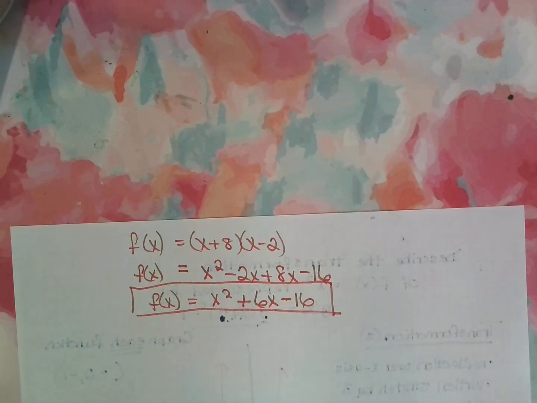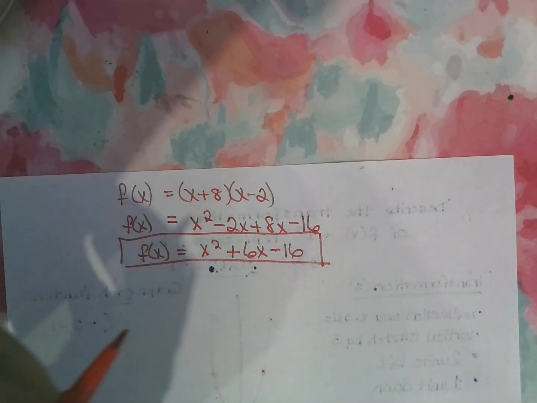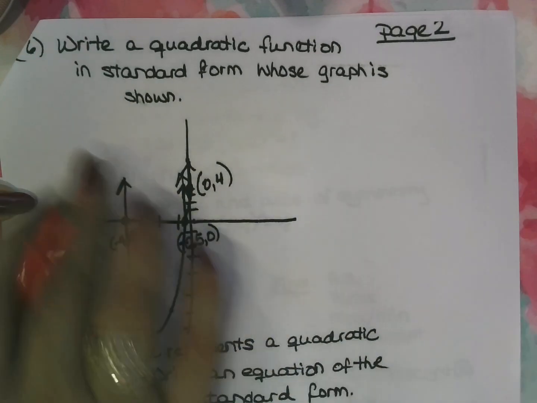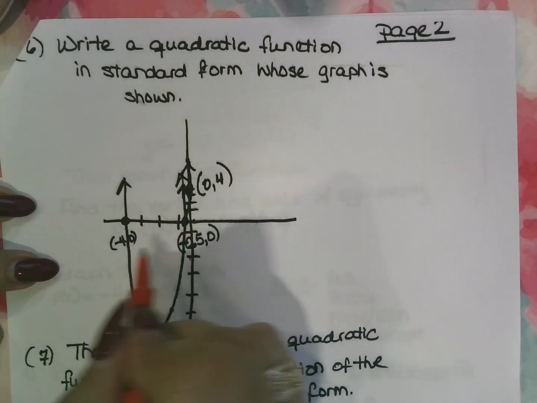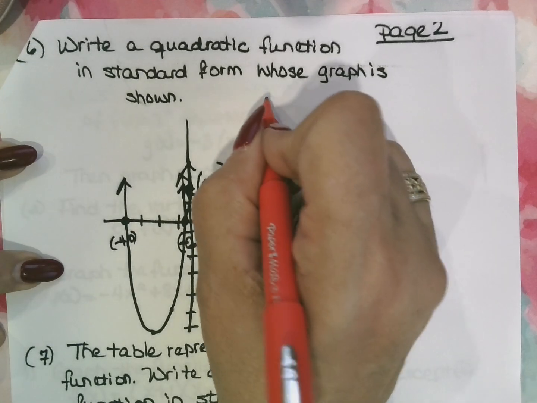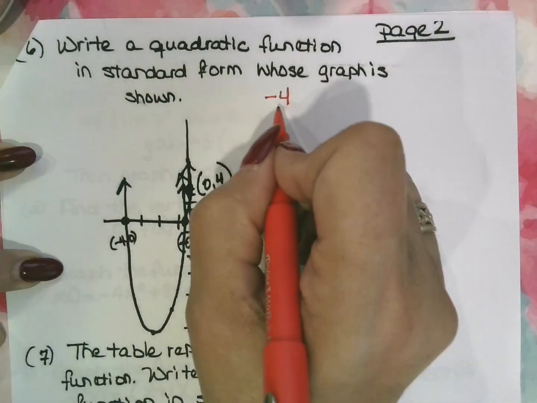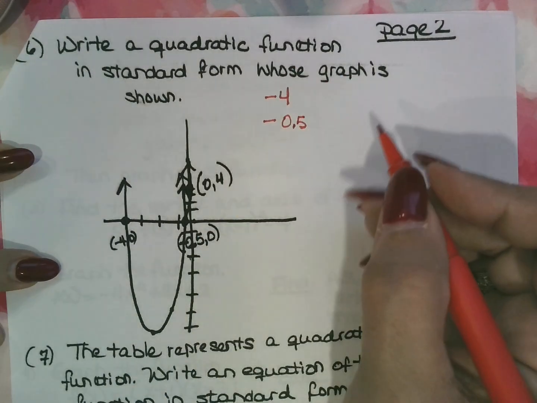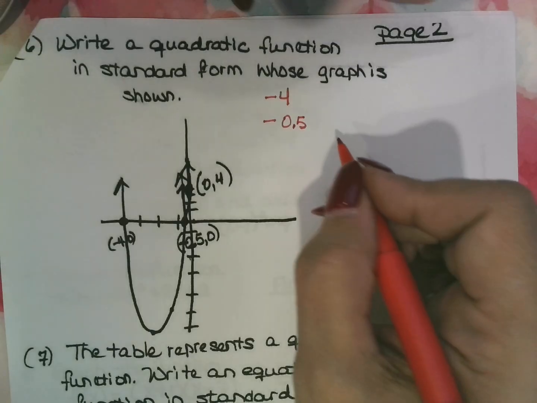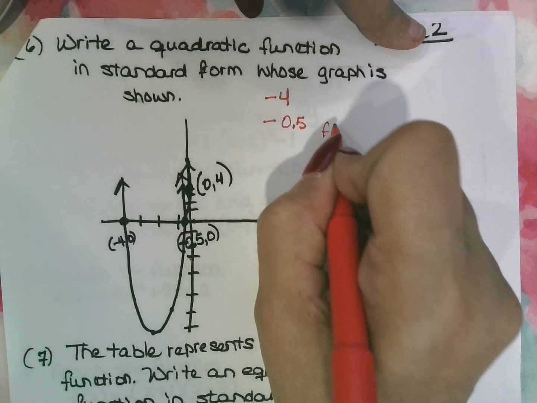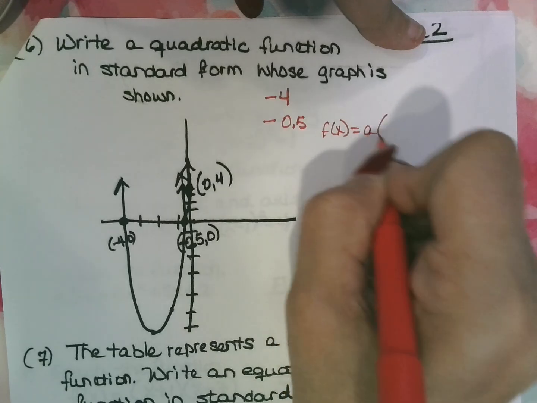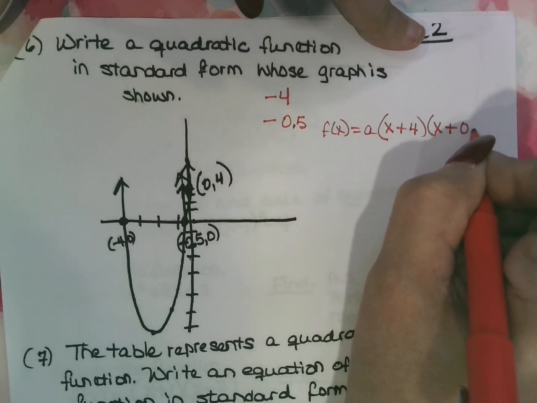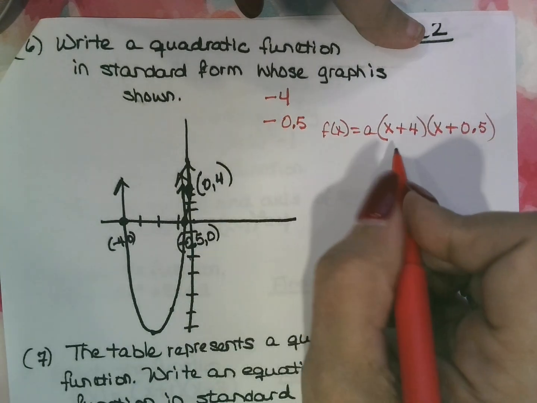All right. Let's take a look at number 6. Number 6, they give it to you in a graph. And I know it's hard to see, but the x-intercepts are at -4 and -0.5. So once again, you're going to do exactly the same thing that we just did. We have the two x-intercepts. So f of x equals a times (x plus 4)(x plus 0.5), right? I'm going to take the opposite of that, goes in here.